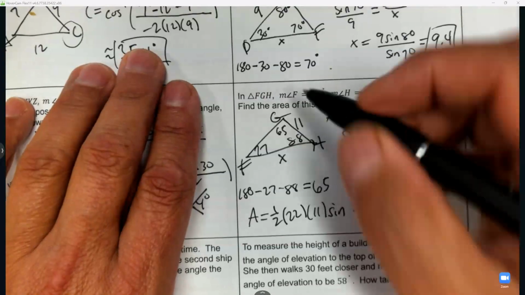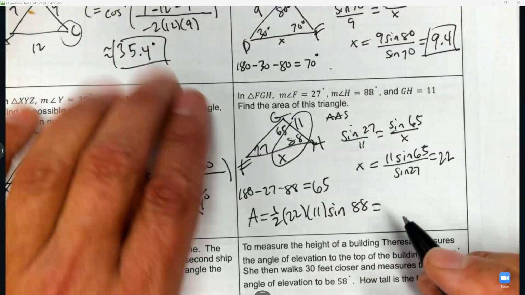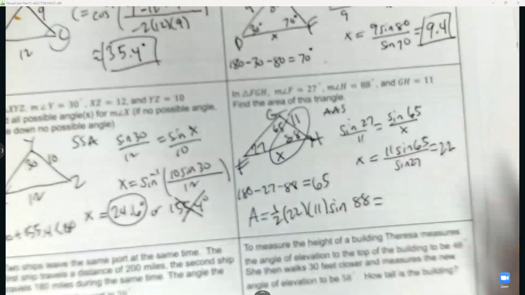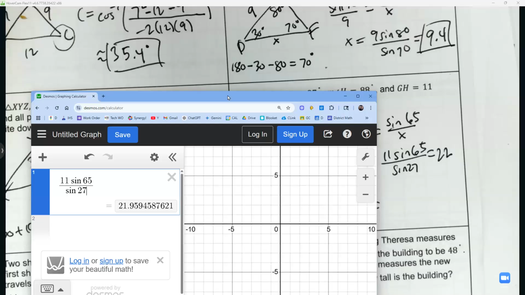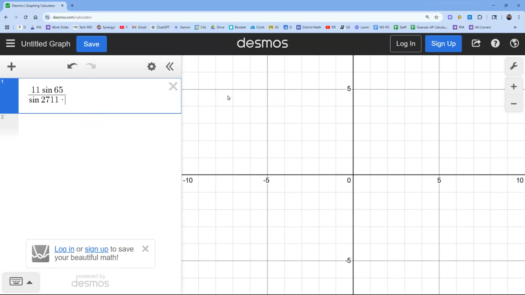So once we have it, we only need this part here, which is side angle side. So we're going to go 1/2 times 22 times 11, and then sine of 88. So 120.9.